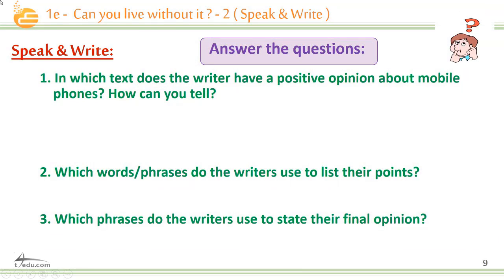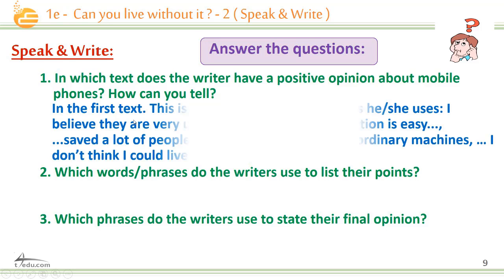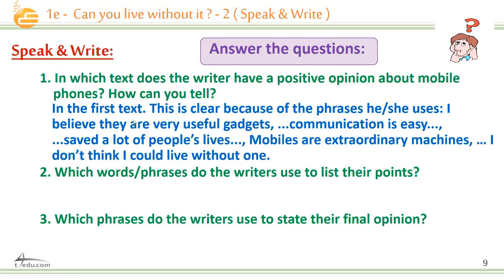Okay, so let's answer question number 1 here. What did he say? In the first text, this is clear because of the first phrases. She uses, I believe they are useful gadgets. Communication is easy, saved a lot of people's lives. Mobiles are extraordinary machines. I don't think I could live without that one. All of these phrases are positive phrases about mobile phones.